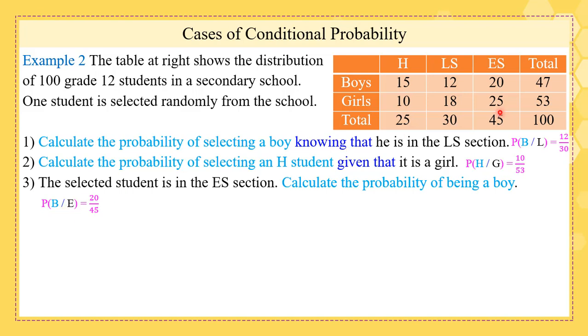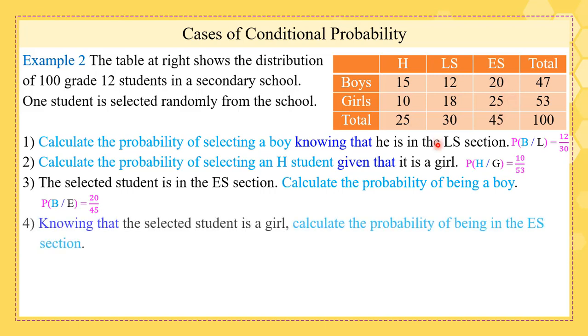So we come to the ES section, and from this section we select the boys. The probability of selecting a boy will be 20 over 45. Now, this is also one of the ways to express conditional probability in English. We can either write the statement in the form of part 1, or we can use part 4. We just begin with knowing that, or given that. So knowing that the selected student is a girl, calculate the probability of being in the ES section.